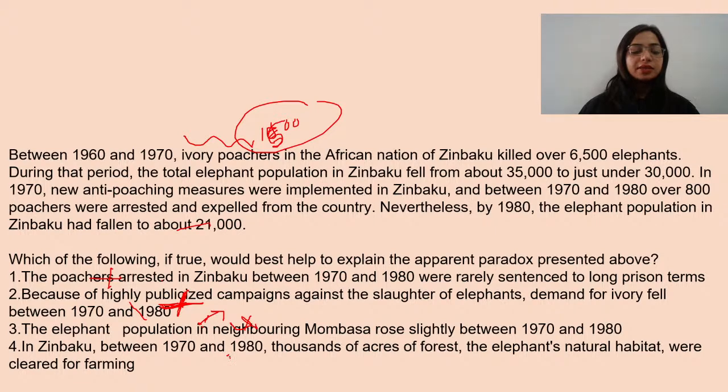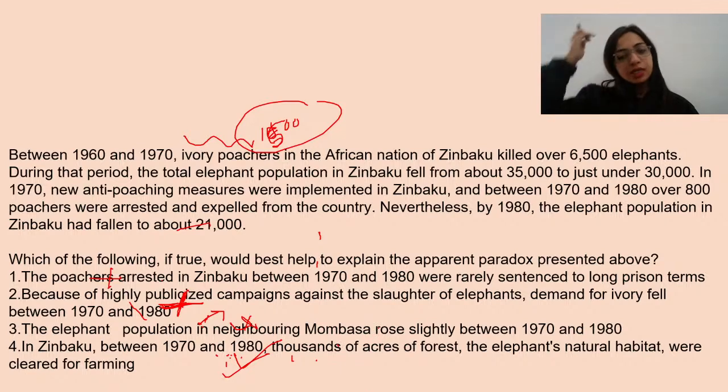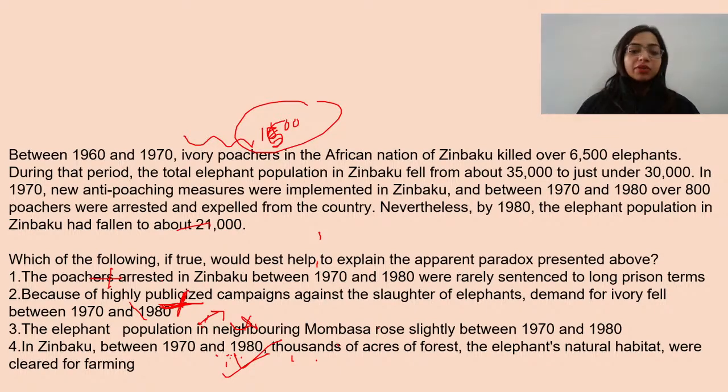In Zimbabwe between 1970 and 1980, thousands of acres of forest, the elephant's natural habitat, were cleared for farming. Yes, this is very much explicable because it is saying that laws came along, laws were made for the elephant population. But despite that, their population decreased instead of increasing, because perhaps during that same period the surrounding forests were cut for farming, due to which they lost their habitat and they moved away, so the count reduced.